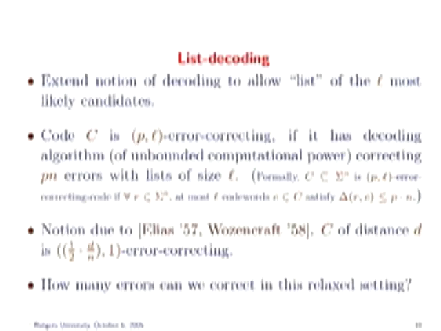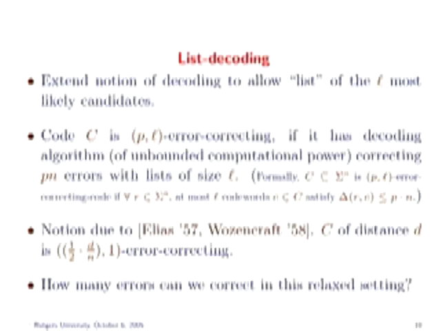This model says, well, we broaden the notion of recovery to allow the receiver to work with a small list, to be given a small list saying, one of these was the original message, but we don't know which one. And we parameterize the list size by some integer L, and we'll allow a list of up to L possibilities. If you allow a list of L possibilities, then we call a code (p, L) error correcting if it has an associated decoding algorithm.